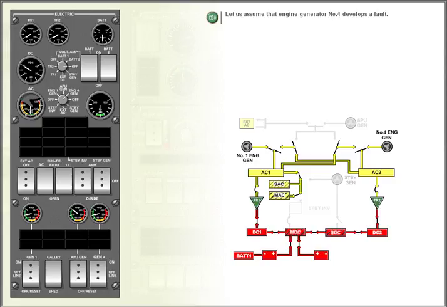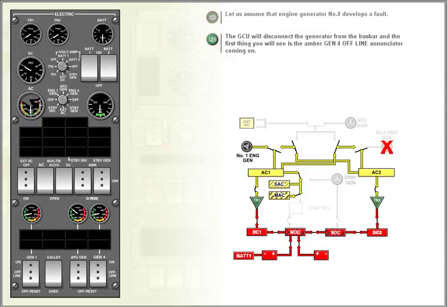Let us assume that engine generator number 4 develops a fault. The GCU will disconnect the generator from the busbar and the first thing you will see is the amber Generator 4 offline annunciator coming on.